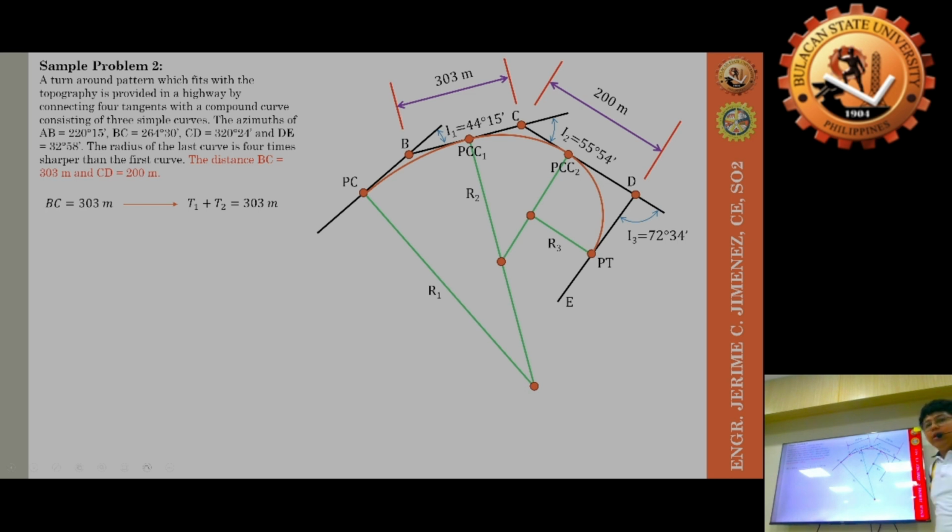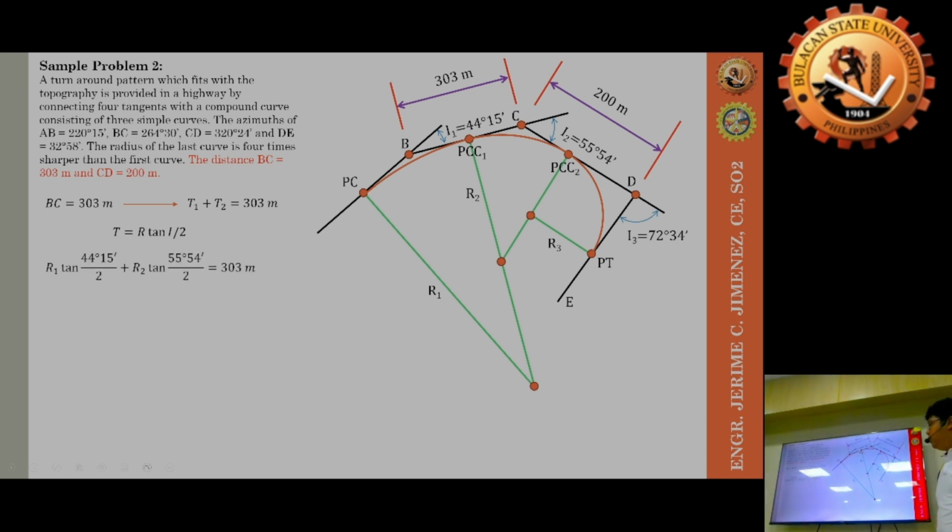Okay? And we know that the formula for the tangents are R tangent I over 2, R multiplied by tangent I over 2. So, gagamitin natin yung formula na to dito sa mga tangents natin to get the radius of the curvature. Kasi given ay I natin, na-compute na natin eh. Ang kukunin na lang natin is radius. So, substituting the formula of R tangent I over 2, we have this equation.